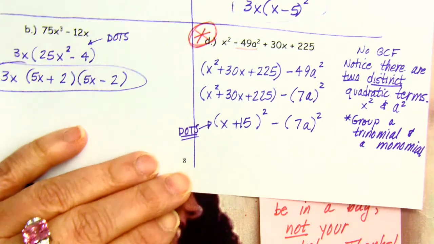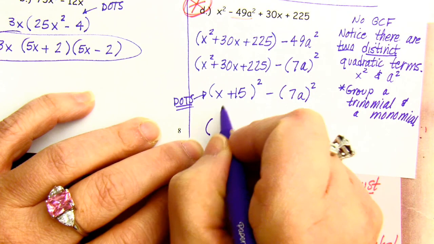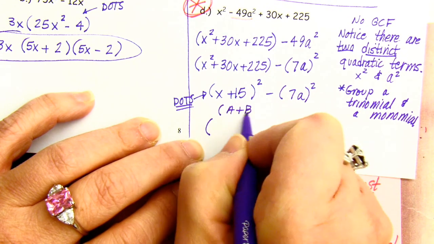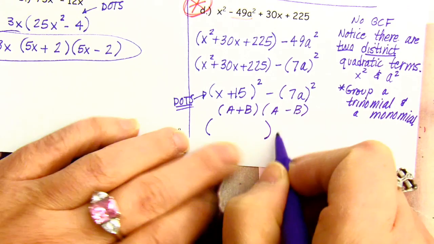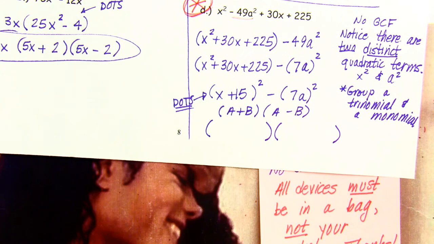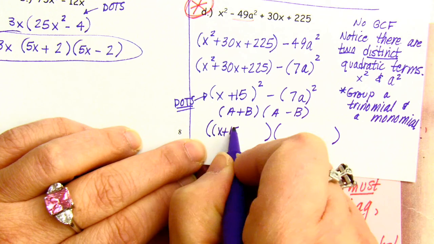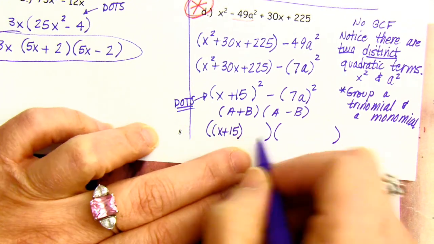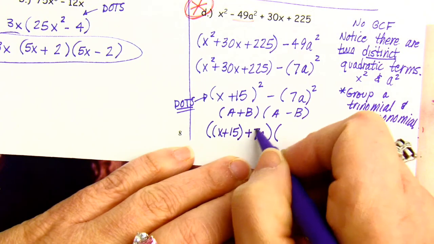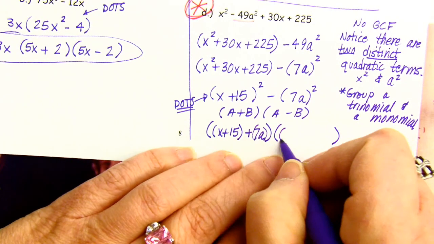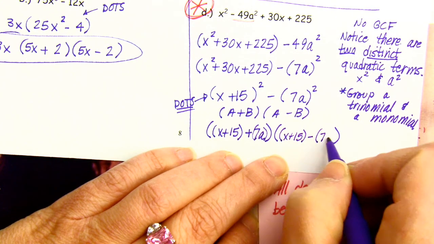We know the difference of squares is going to factor as, well, we'll write it here, a plus b times a minus b. So I'm going to write my parentheses a little bit wide. My a is a quantity x plus 15. It's plus b. My b is 7a. I could put that in parentheses. My a is quantity x plus 15, minus my b is 7a.